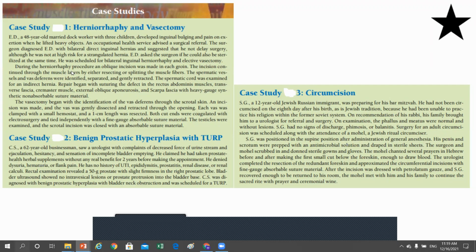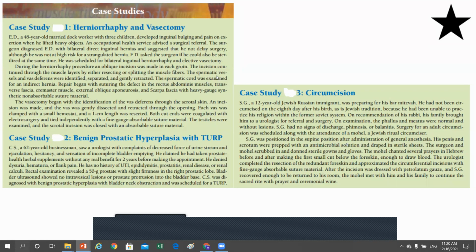During the herniorrhaphy procedure, an oblique incision was made in each groin. So groin is the region between the lower part of the abdomen and the thigh. So in this region, an oblique cut was made. Incision is cut. These are all new words which are added to your vocabulary, to understand. The incision continued through the muscle layers by either resecting or splitting the muscle fiber. When we cut through the body, either we will move the muscle away or we will cut the muscle.